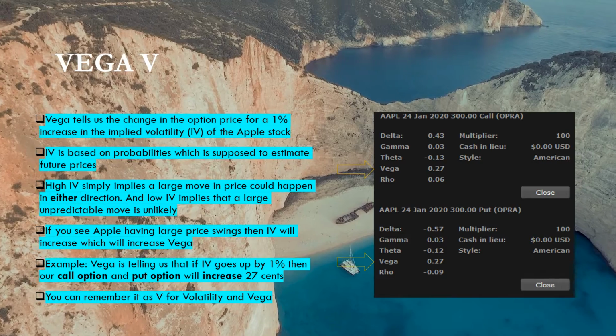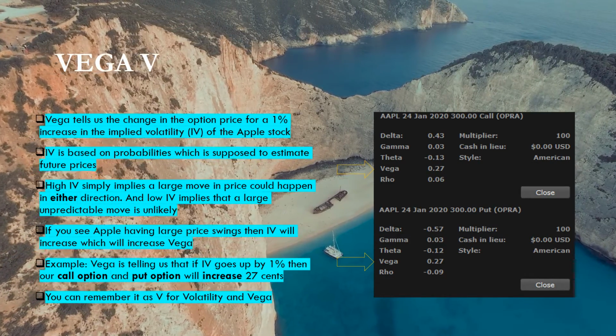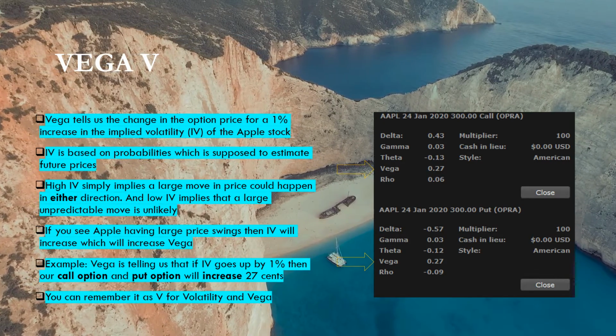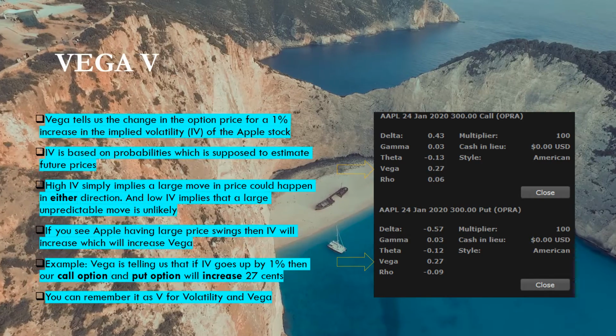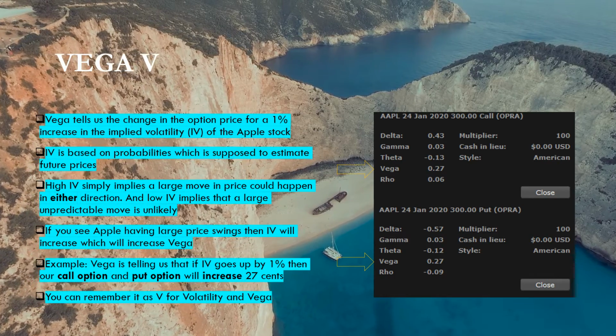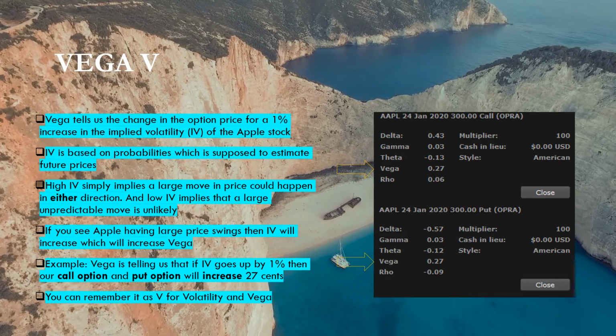Here we can see Vega is telling us that if implied volatility goes up by 1%, then our call and put option will increase 27 cents. They both increase in value since when volatility increases, the likelihood the stock price will move to a price that makes the option worth something goes up. Just remember V is for volatility and Vega.